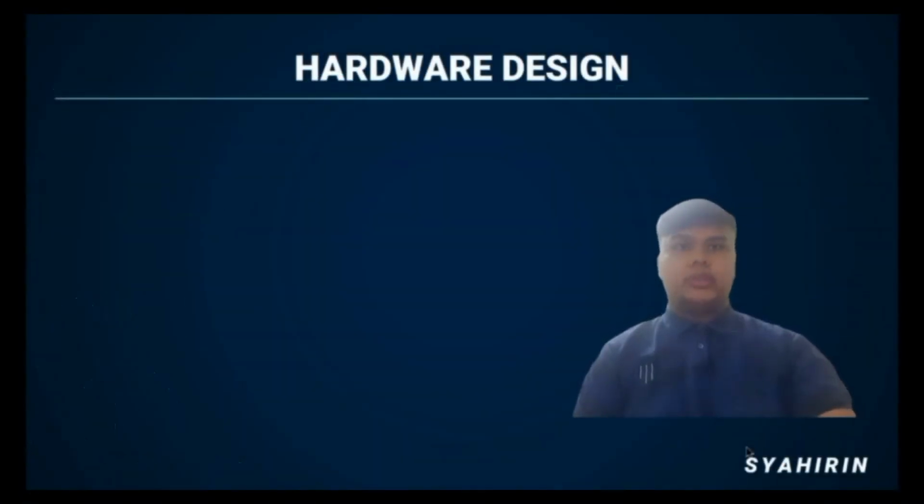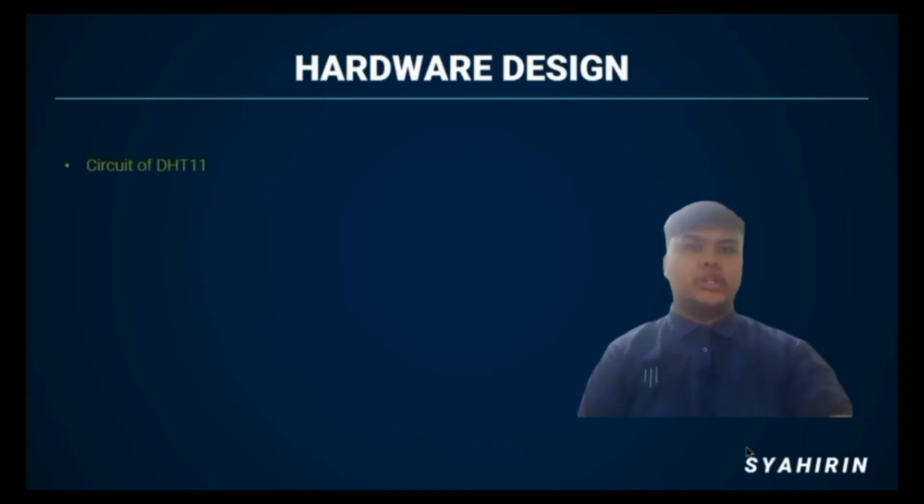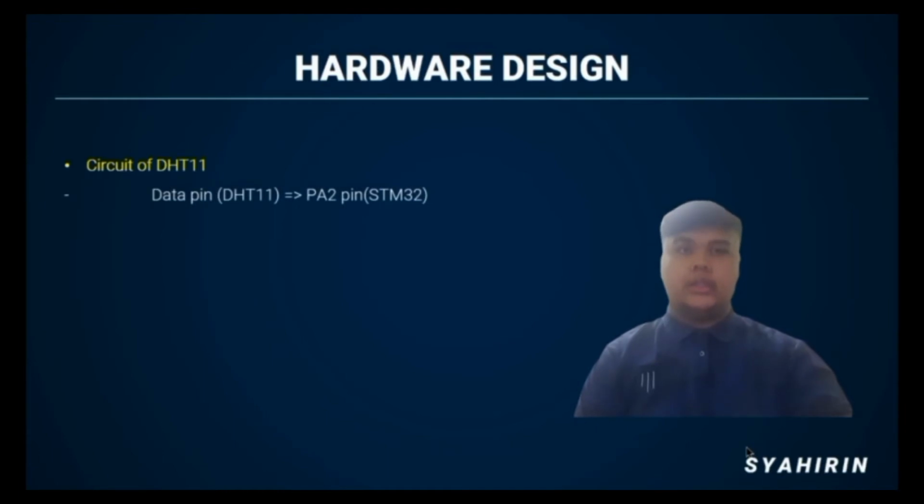Chapter 3, Methodology. Our project hardware design has two circuits to be paid attention to. First is the connection of the DHT11 and secondly is the main circuit. For the circuit of DHT11, the data pin is connected to PA2 pin, which is the input pin of the STM32. The VCC pin is connected to the 5V pin of the STM32 and the ground pin to the ground pin of STM32. Altogether there are 3 pins connected to the STM32.